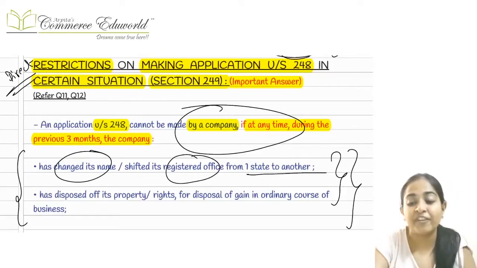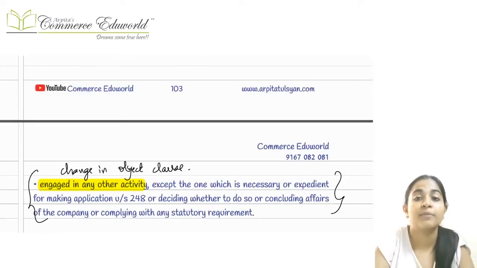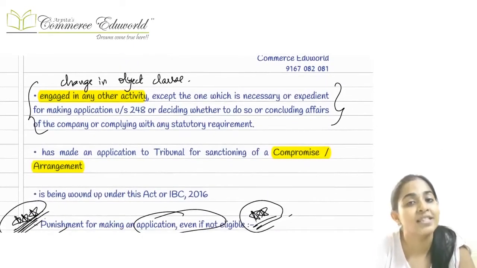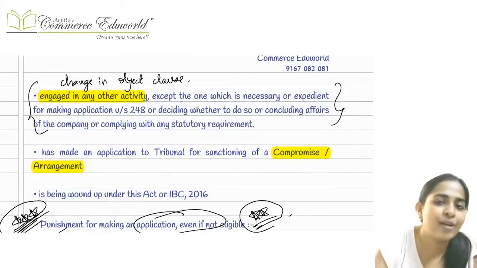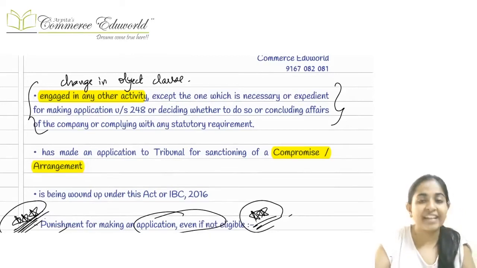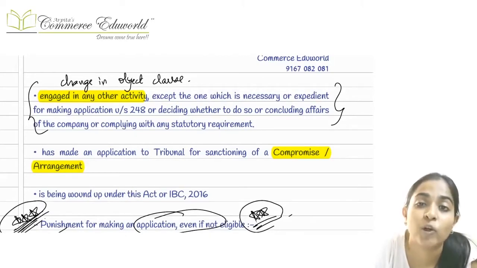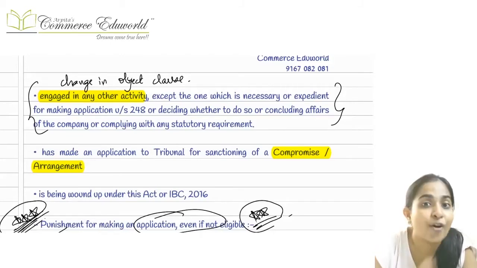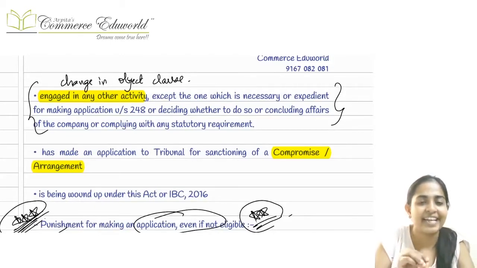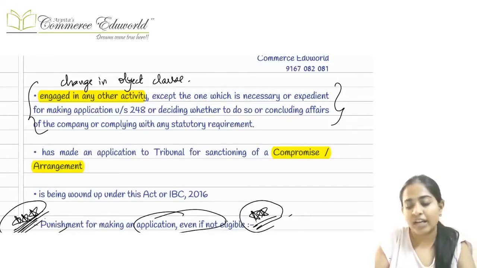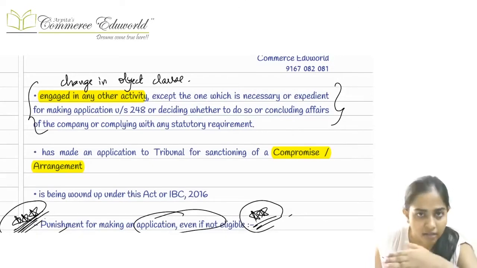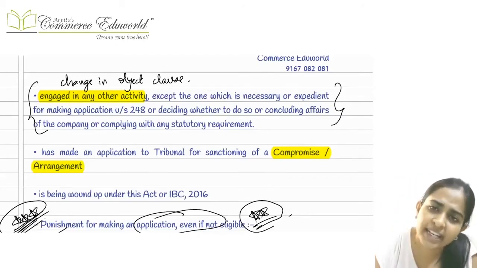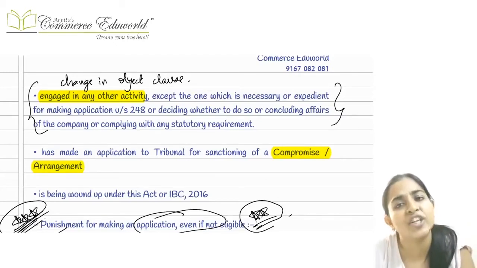Okay, if you have disposed of the majority of assets, but you say that you have done it in good faith, or in the ordinary course of business, then wait for 3 months, then only make an application. Or if there is a major change in the object clause, or if you have made an application for compromise or arrangement, that is internal or external reconstruction, or if the company is already being wound up under the Companies Act or under IBC, if winding up proceedings have already been initiated, then why go and make an application here?